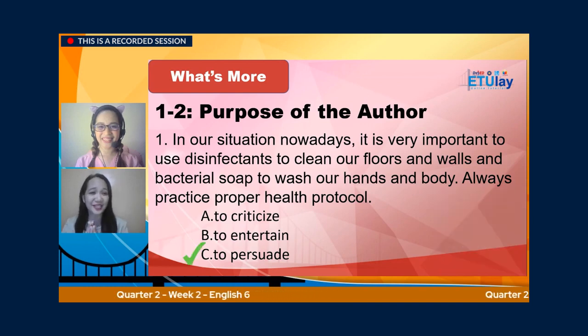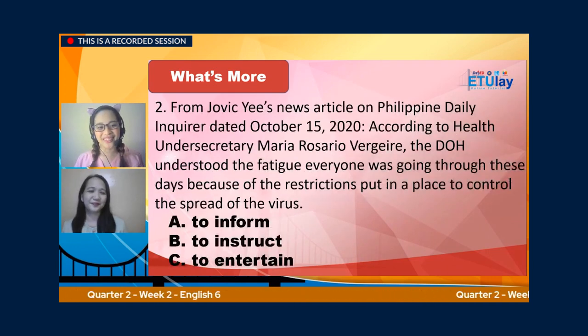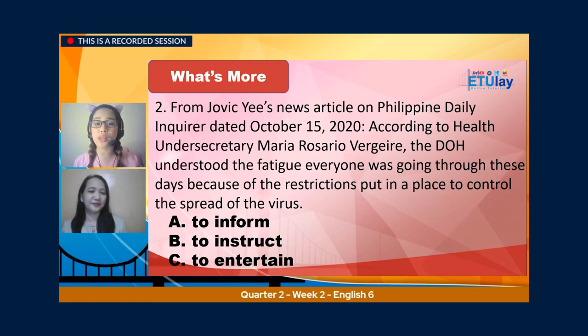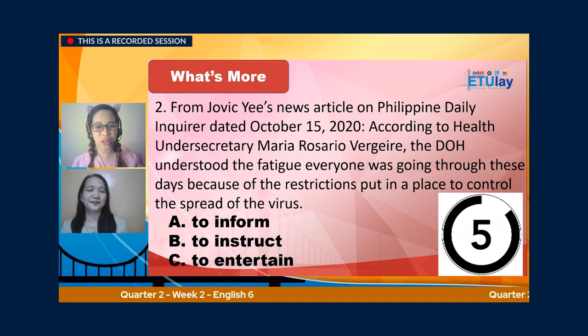And our answer is letter C, to persuade. And for our number 2, from Jovic Yee's news article on Philippine Daily Inquirer dated October 15, 2020, according to Health Undersecretary Maria Rosario Vergeire, the DOH understood the fatigue everyone was going through these days because of the restrictions put in place to control the spread of the virus. What is the answer?